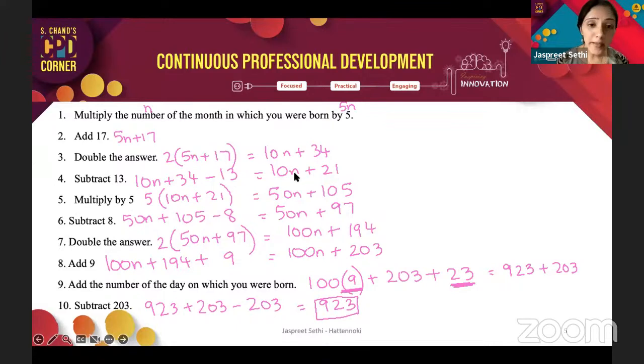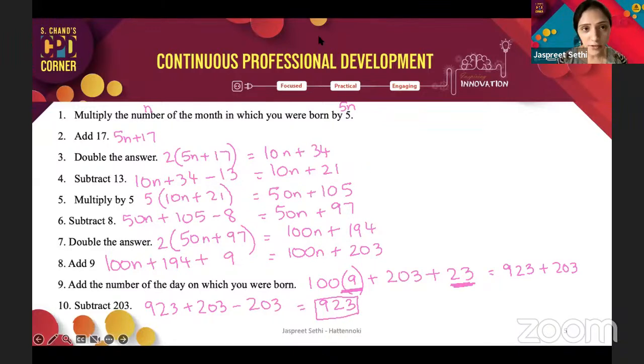Then I multiplied that result with 5. Again, I'm using distributive property. So I'm multiplying 5 with the 10n, which is 50n, and 5 with the 21, which is 105. Then I asked you to subtract 8. I got 97, 50n plus 97. I asked you to double that. Again, distributive property. So that's 100n plus 194, which is double the 97. And then I asked you to add 9 to that. So that 194 becomes 203.